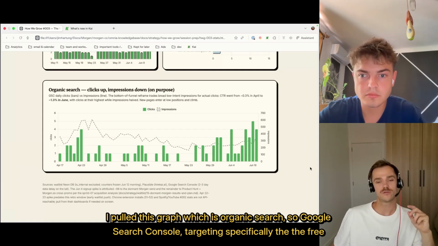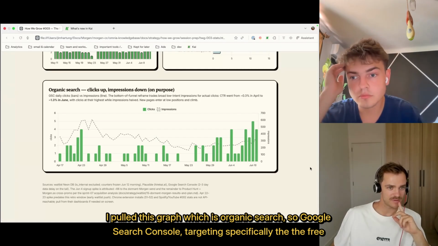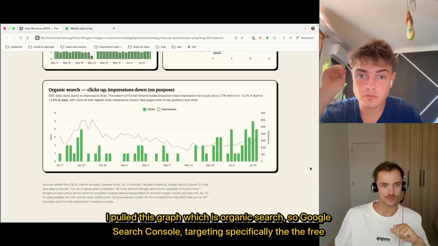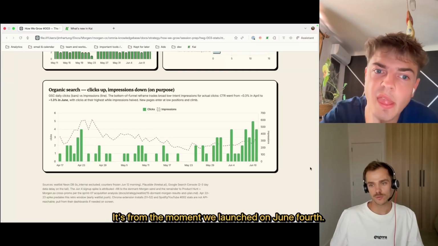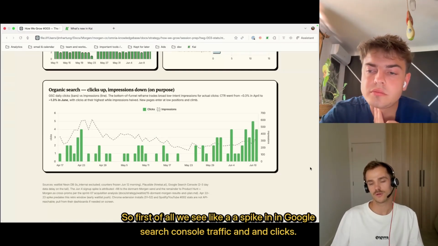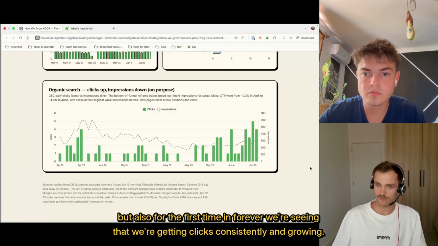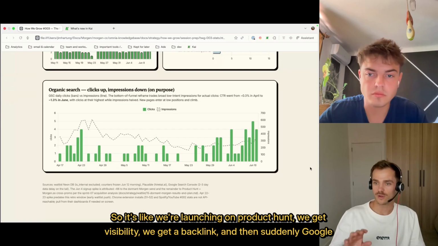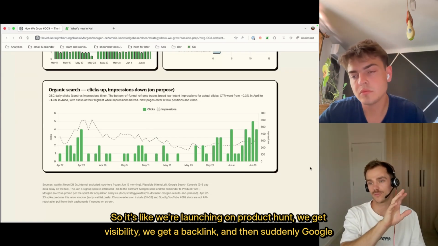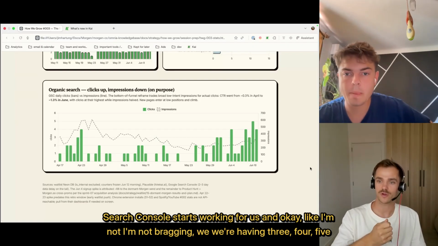I pulled this graph, which is organic search, so Google Search Console, targeting specifically the free tool. And I think there's something interesting happening here as well. It's from the moment we launched on June 4th. First of all, we see a spike in Google Search Console traffic and clicks. But also, for the first time in forever, we're seeing that we're getting clicks consistently and growing. So we launch on Product Hunt, we get visibility, we get a backlink, and then suddenly Google Search Console starts working for us.